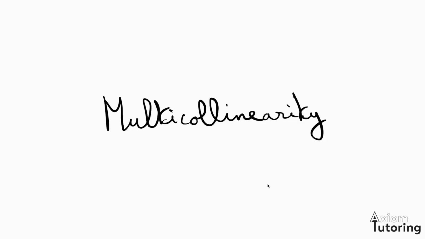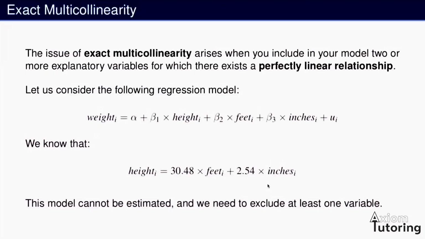Hi, in today's video, we'll have a look at multicollinearity and how it can arise when you run a linear regression. So let's start with the problem of exact multicollinearity. The issue of exact multicollinearity arises when you include in your model two or more explanatory variables for which there exists a perfectly linear relationship.